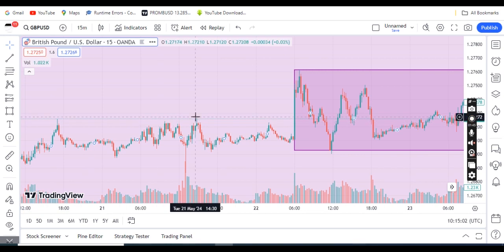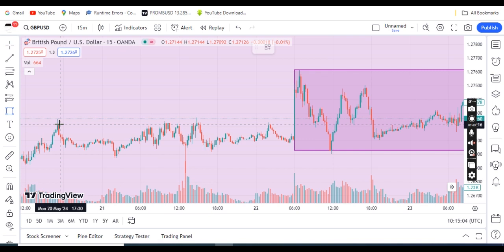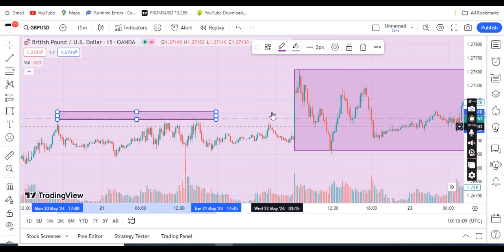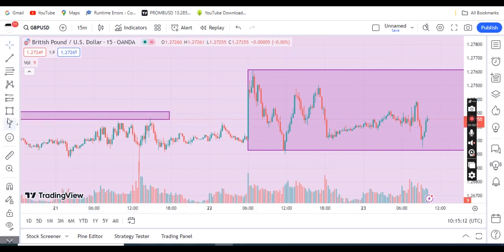Now if you look at this chart from here, you will understand that this was a structure. The market pushed and manipulated. This is the resistance. You see another resistance this side. This is another resistance. It formed a double top, and the market smashed it.